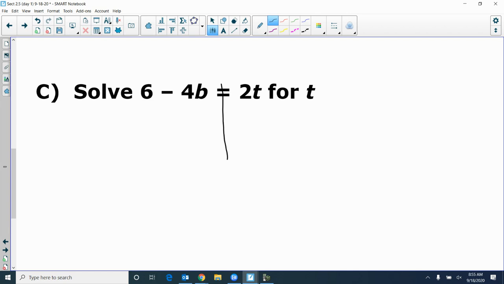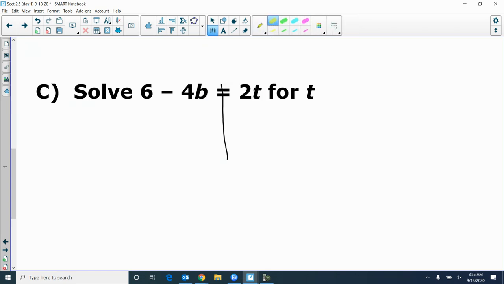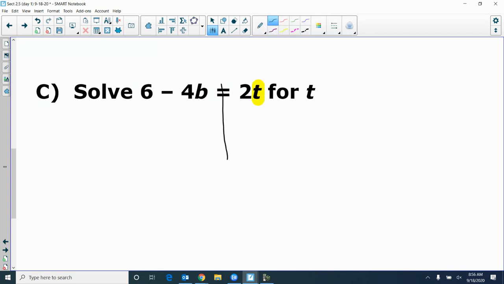Well, okay, Christian, what do you think? Subtract 4b. Okay, now here's where you've got to take a look. Where's the t? Is it on the right or the left? It's on the right, so we don't mess with anything over here. The only thing with the t that I've got to get rid of is the 2. What's happening between the 2 and the t? They're being multiplied. What's the inverse of multiplication? Division. So I'm going to divide.